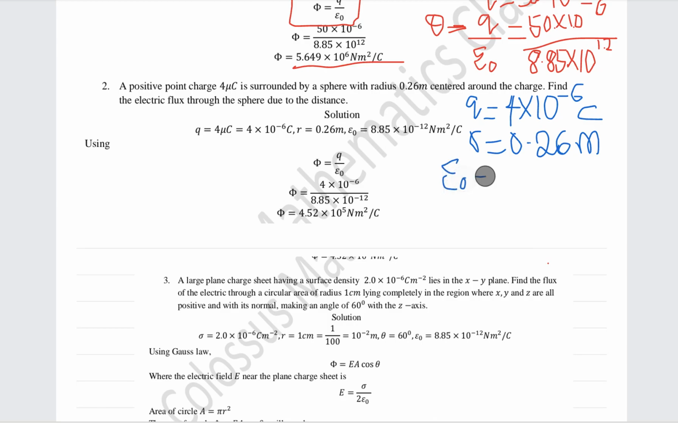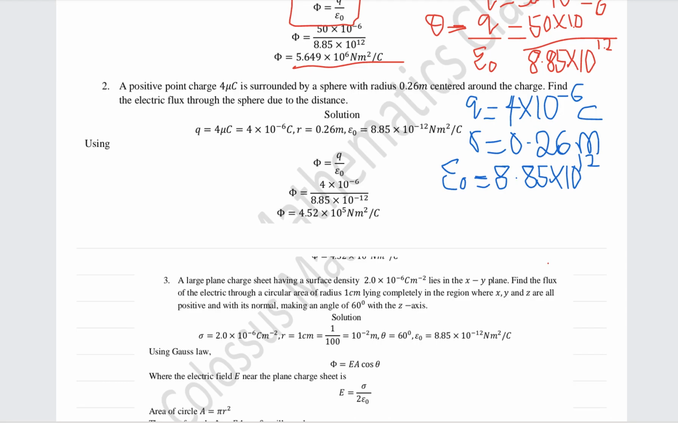So our epsilon naught is equal to 8.85 times 10 to the power minus 12 Newton meter square per coulomb. By now you should know it. That is taking the formula for our phi. We said in the last video that phi is measured in Newton meter square over coulomb.